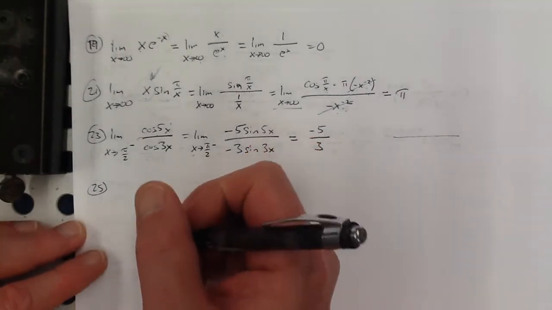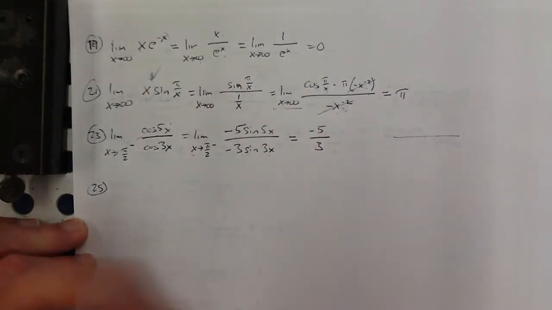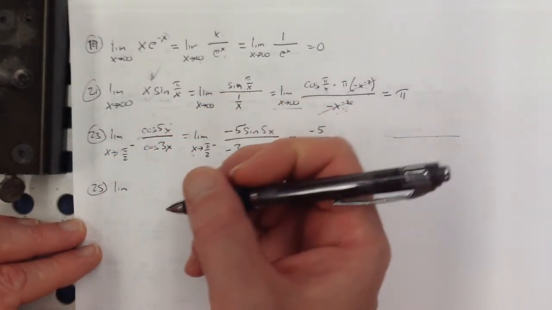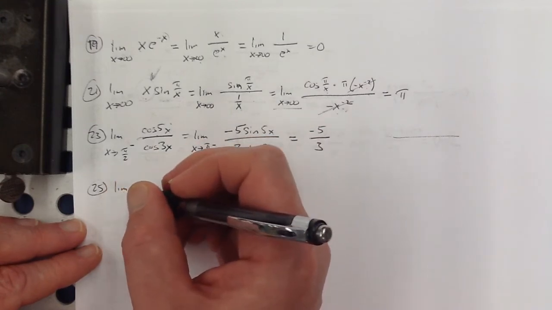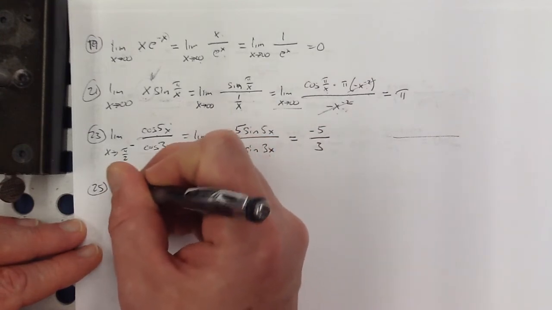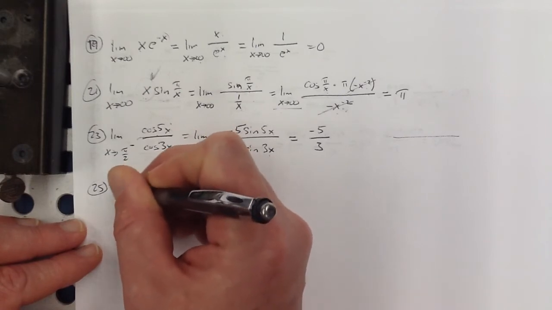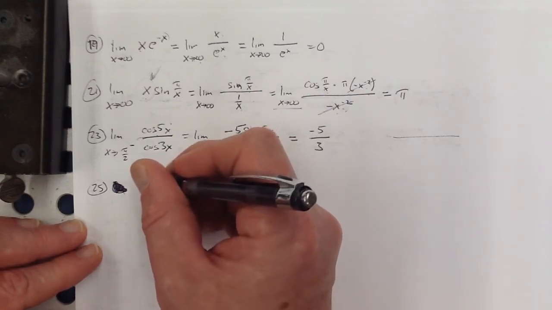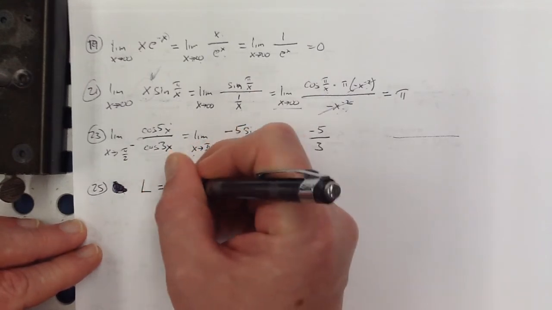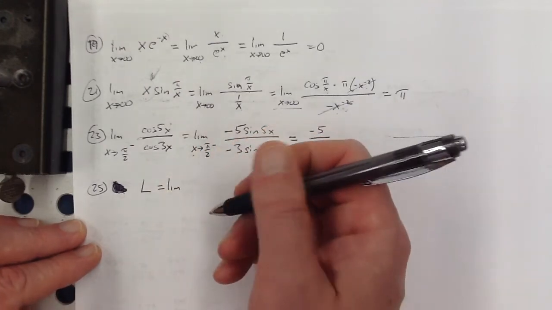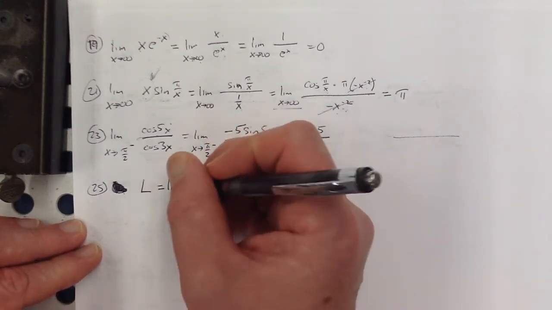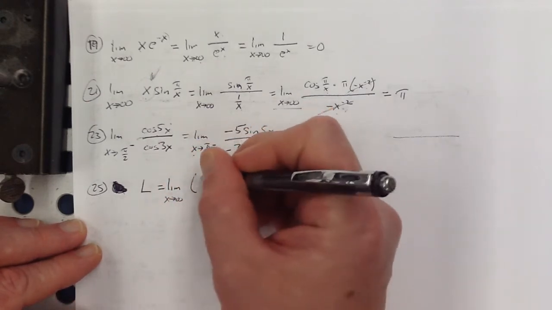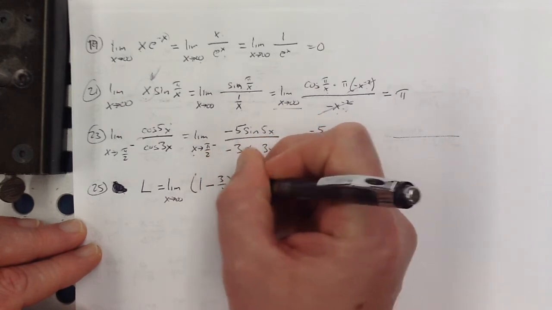Okay, and these last two are L'Hopital type 3. These are the toughest ones. So what we're going to do is scribble that out. First we scribble, and then after step 0, which is scribbling, we say, let's let L equal the limit that we're trying to find. So the limit as x approaches infinity of 1 minus 3 over x to the x.